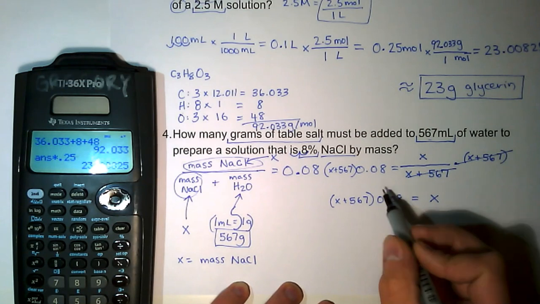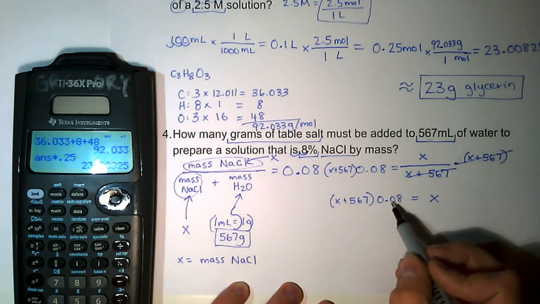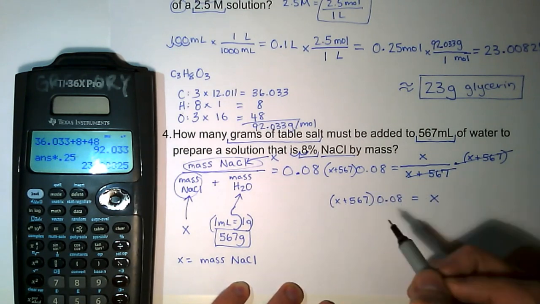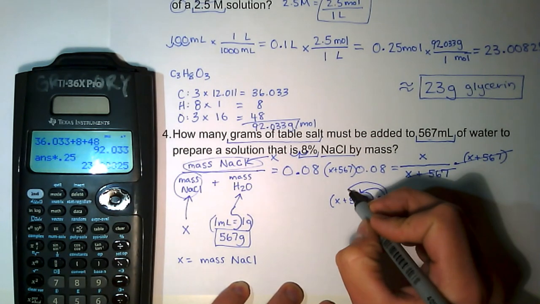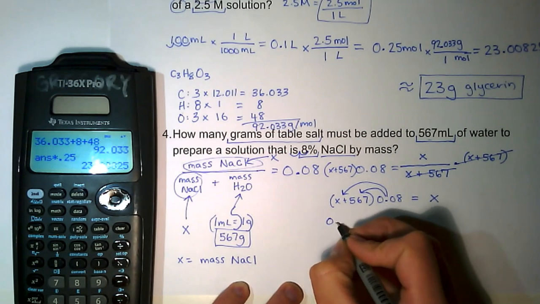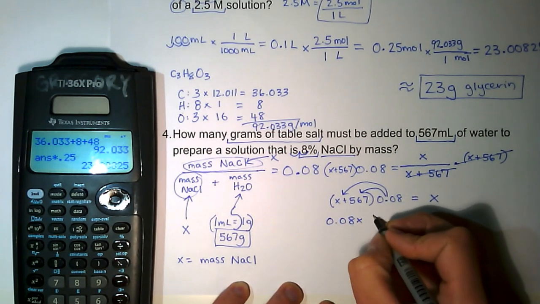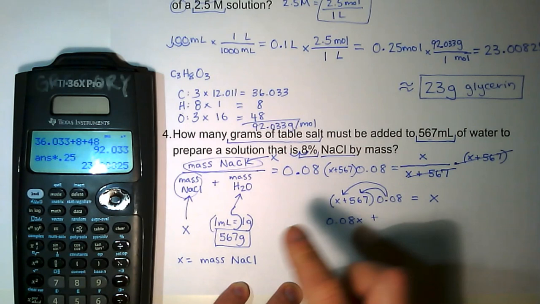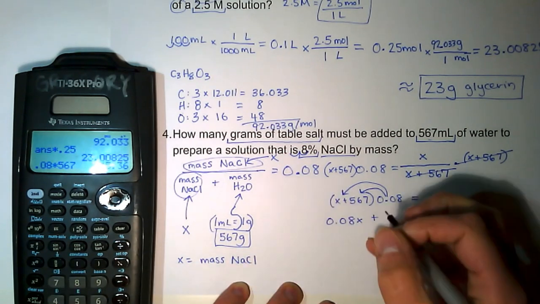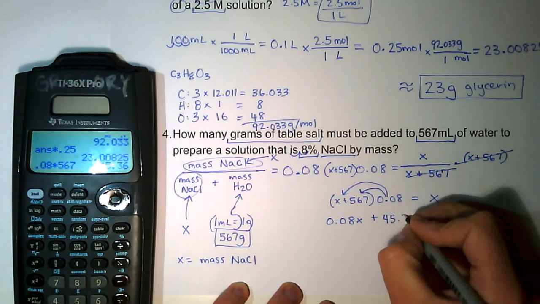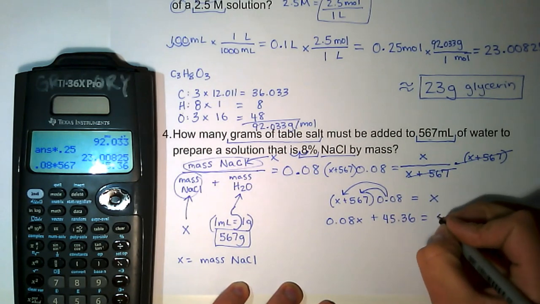Now, on our left-hand side, we have something outside the parentheses and then two things in the parentheses. So I'm going to go ahead and distribute this out. So I get 0.08x plus 567 times 0.08, which gives me 45.36, and that is still equal to x.